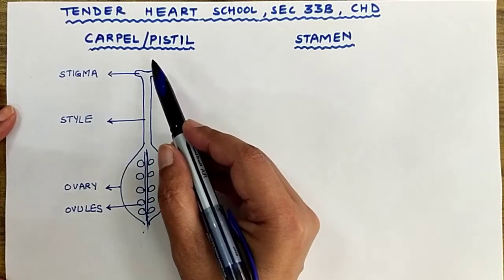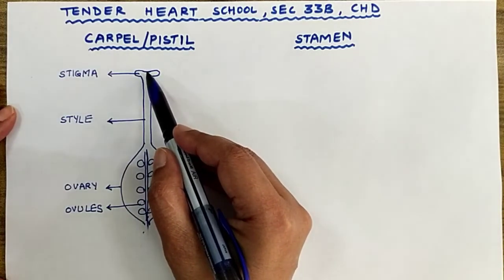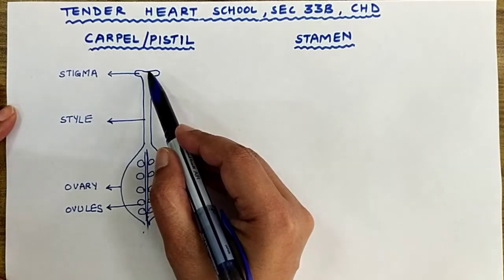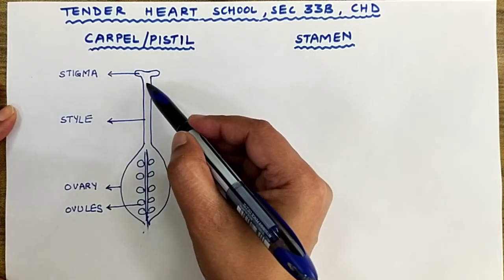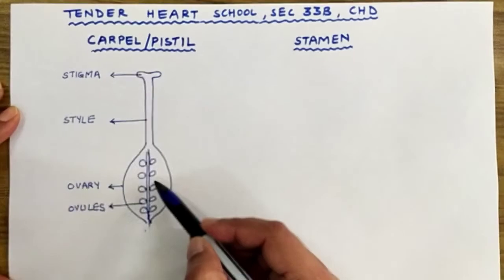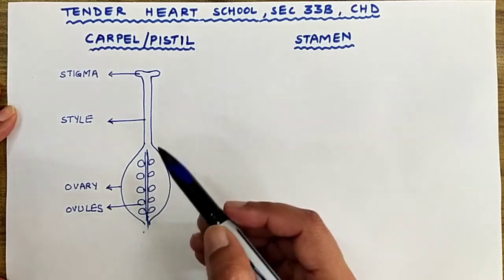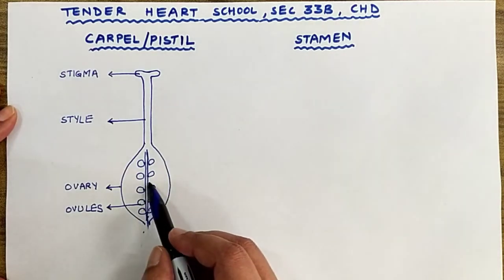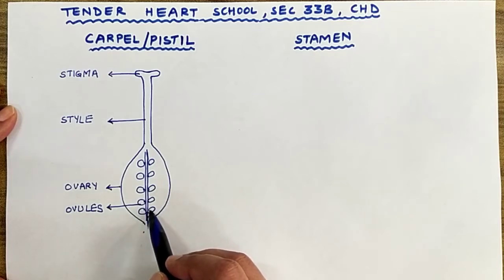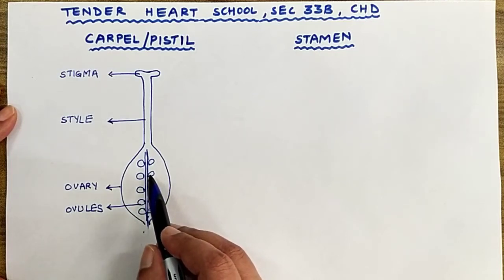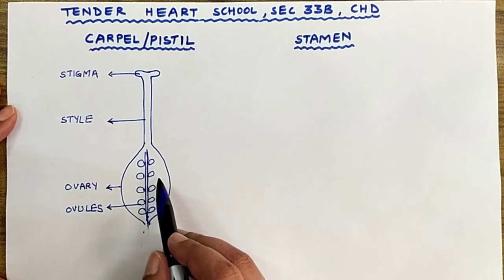Children, this stigma, it is the expanded upper region. The pollen grains during pollination, they will fall over the stigma. Stigma is little sticky. All the pollen grains stick to the stigma. Then the pollen grains, through this style, enter into the ovary region. Pollen grains are the male gametes, and inside the ovary we have these ovules, which are the female gametes. Male and female gametes cause fertilization, and as a result seed is formed. All this we will be learning in the next chapter, fertilization.